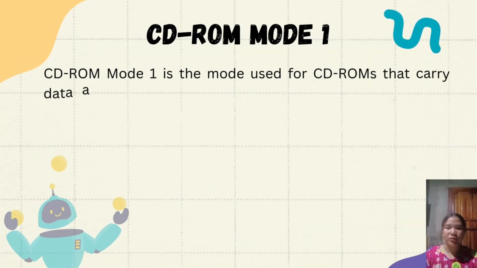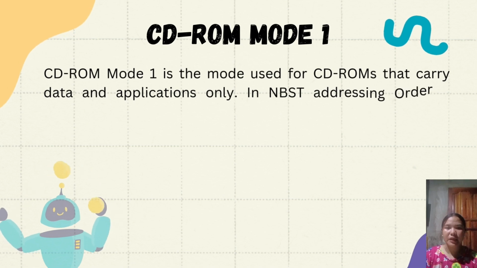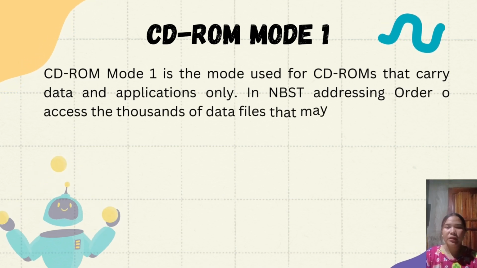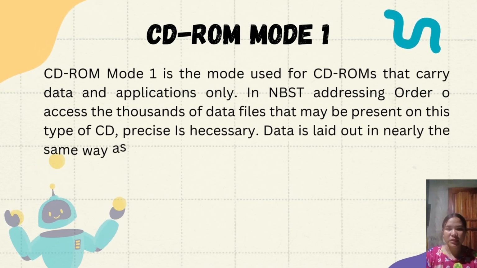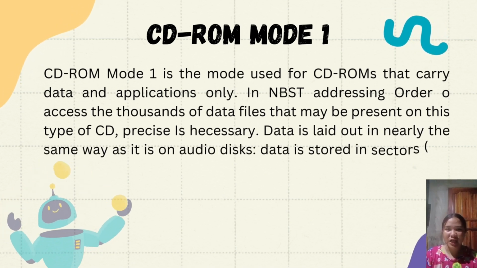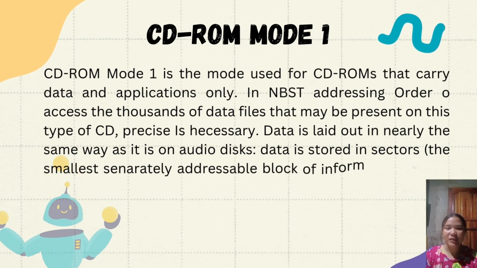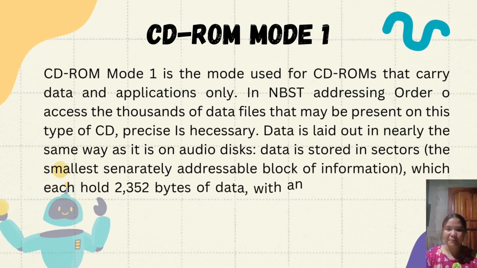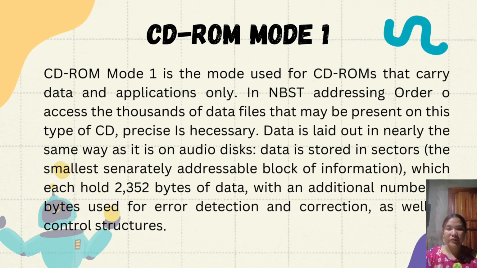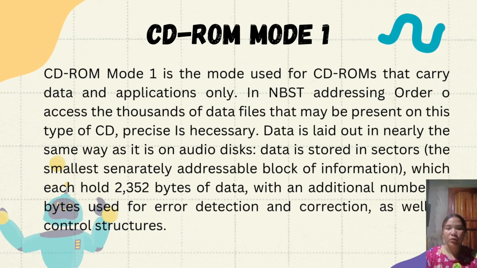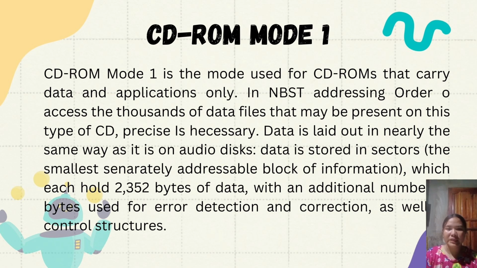CD-ROM Mode 1 is the mode used for CD-ROMs that carry data and applications only. In order to access the thousands of data files that may be present on this type of CD, precise addressing is necessary. Data is laid out in nearly the same way as it is on audio disk. Data is stored in sectors, the small and separately addressable blocks of information, which hold 2,352 bytes of data, with an additional number of bytes used for error detection and correction, as well as control structures.